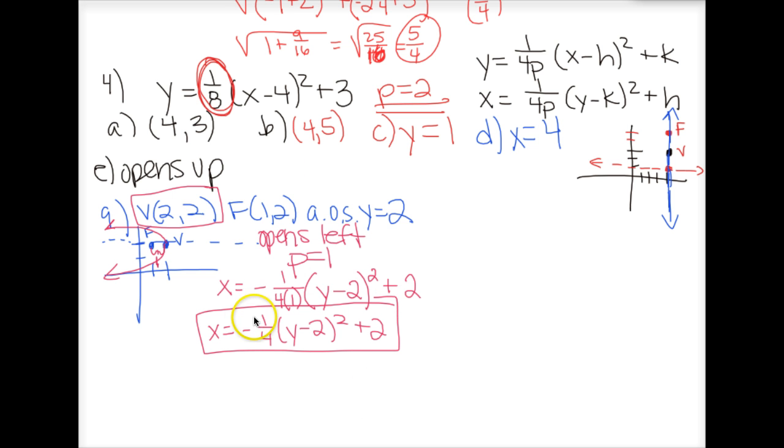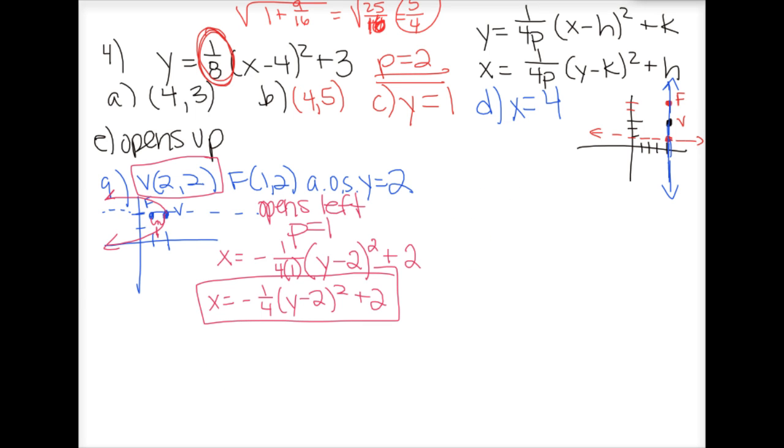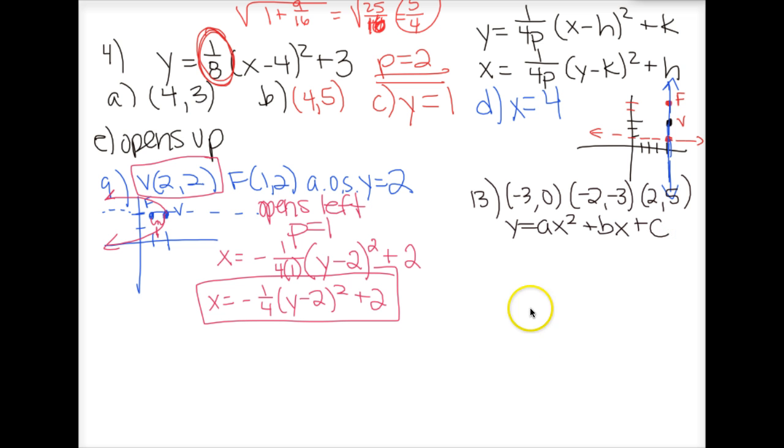And so there is my final equation. 13 and 14. Here you are taking the values that they gave you, negative 3, 0, negative 2, negative 3, and 2, 5, and you are plugging them into that standard form equation, y equals ax squared plus bx plus c.